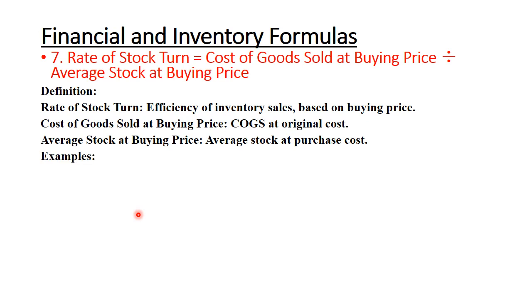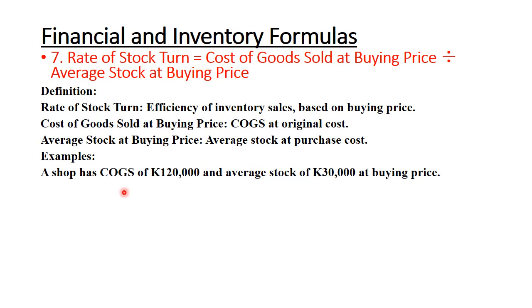So here are some examples. The first, a shop has cost of goods sold of 120,000 and an average stock of 30,000 at buying price. Calculate the rate of stock turn. So the rate of stock turn is the cost of goods sold at buying price divided by the average stock at buying price. So 120,000 divided by 30,000, which is 4 times.